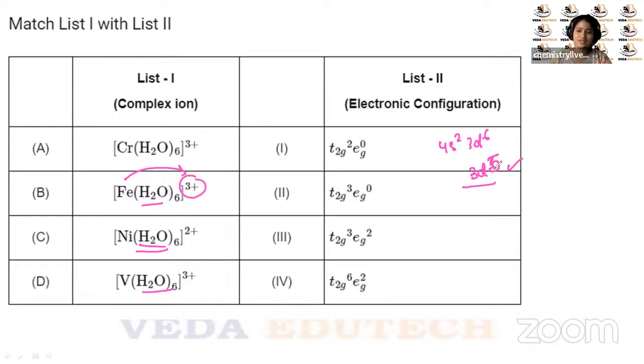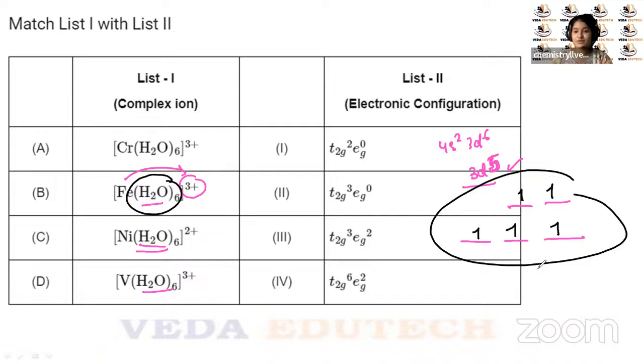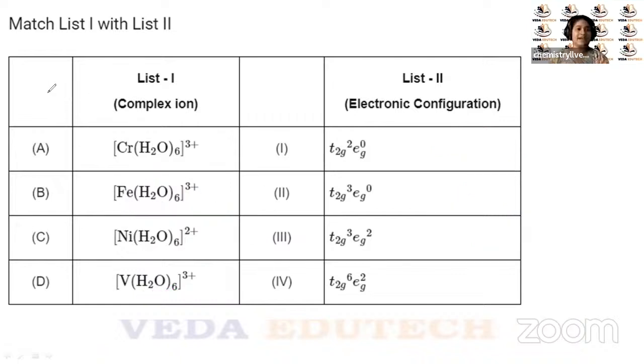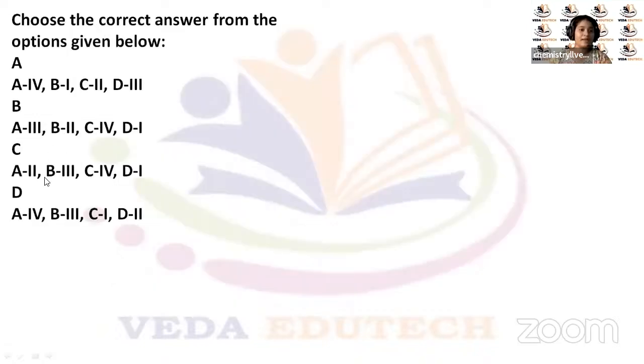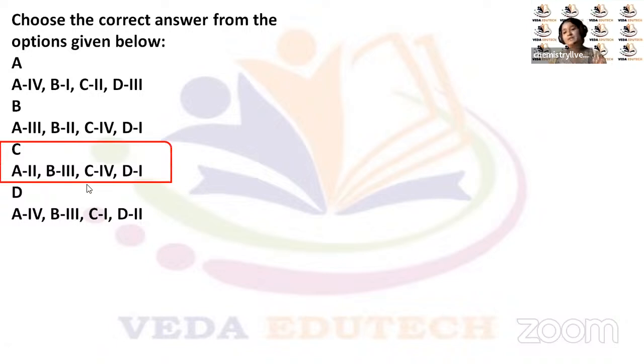Sorry, this is going to be 3d5. So again 1, 2, 3, 4, 5. What is going to be there? This is going to be 1, 2, 3, and this is a weak field ligand, so the fourth will not come here, it's going to go above. This is going to be t2g3 eg2. So your B will be 3, A will be 2. B is 3, A is 2, that is only present in option number 3. So this, children, is going to be your answer.